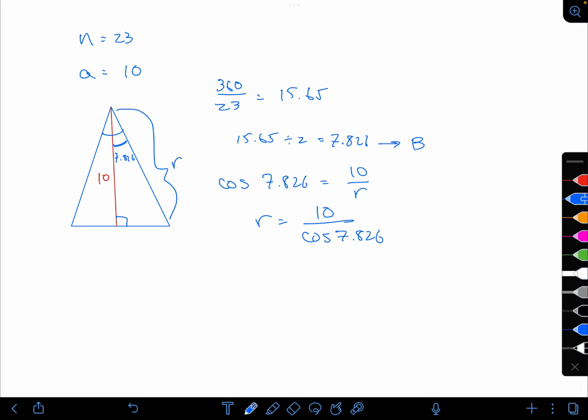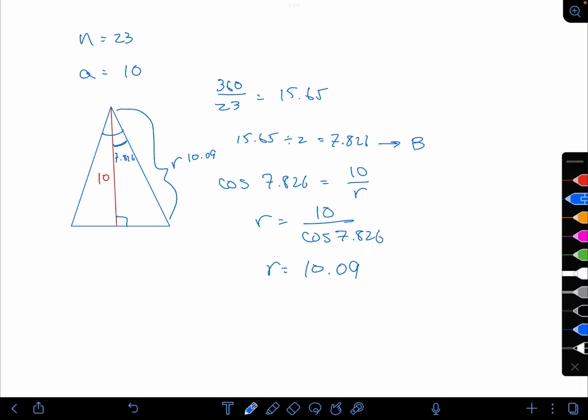Do the switcheroo and plug and chug into my calculator. So remember, I stored the value for the angle 7.826 into b. So when I go to my calculator, I do 10 divided by the cosine of the letter b, close parentheses, and r turns out to be 10.09. And I'm going to store that into r so I have that when I need it. Now I'm going to take 2 seconds to look. Does that make sense? Well, yes. My hypotenuse of that right triangle should be bigger than either of the legs.